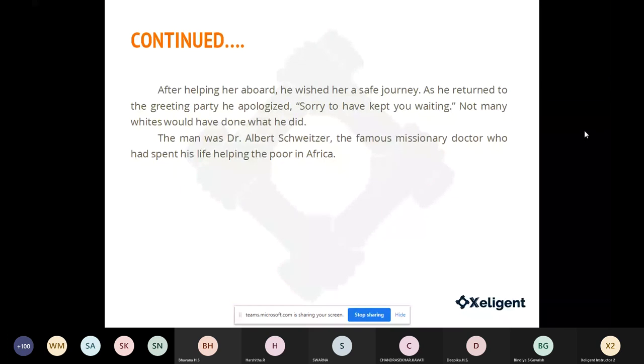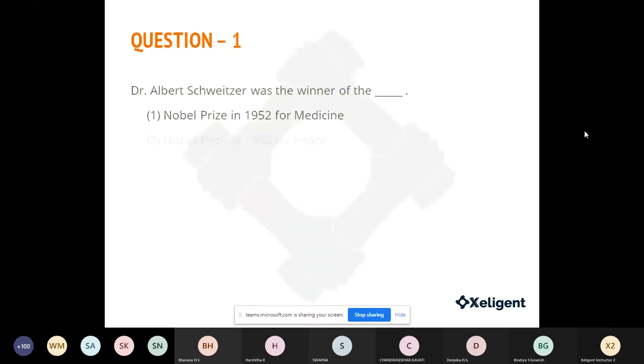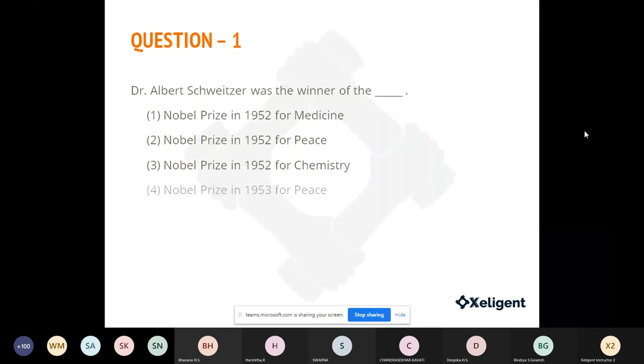Now we shall move to the questions part. What is the correct answer? Dr. Albert Schweitzer was the winner of the blank. What is the correct answer?